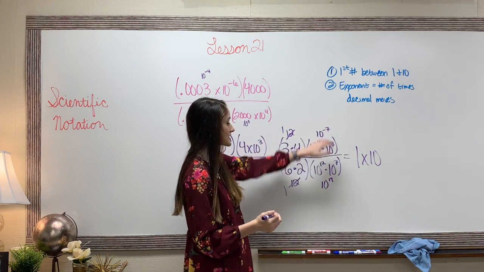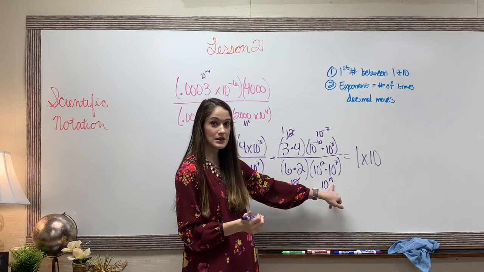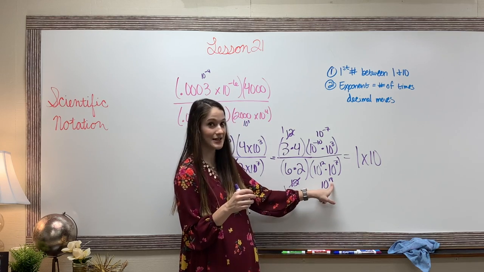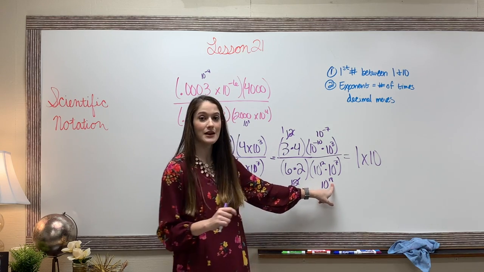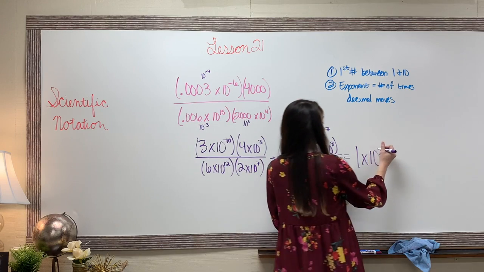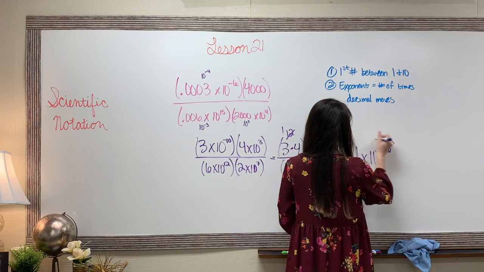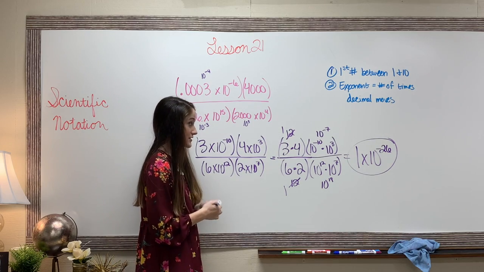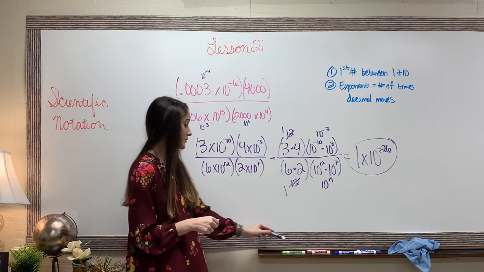So I have -7 minus 19. If we remember, when there's a division bar, that means I'm subtracting this exponent. So -7 minus 19 is going to be -26. And that is our answer simplified. It is 1 times 10 to the -26.